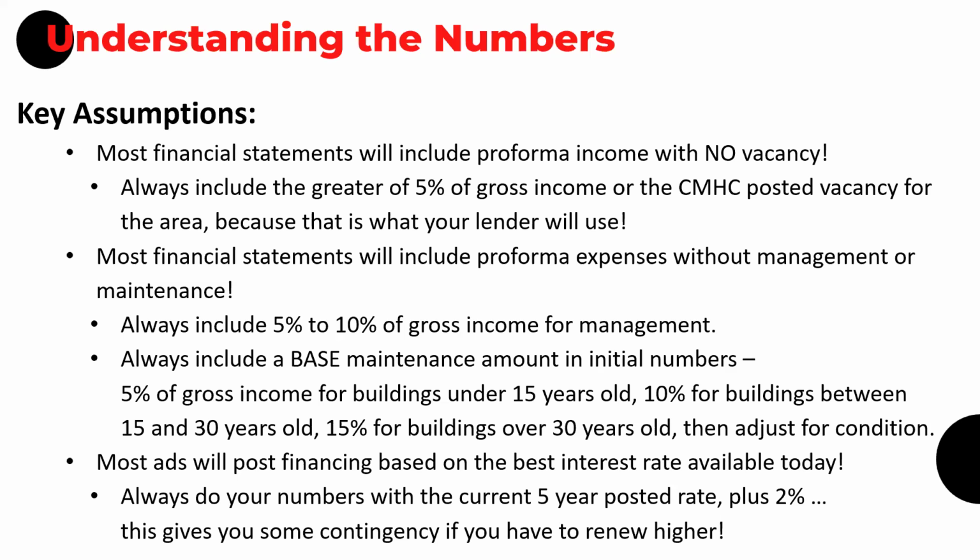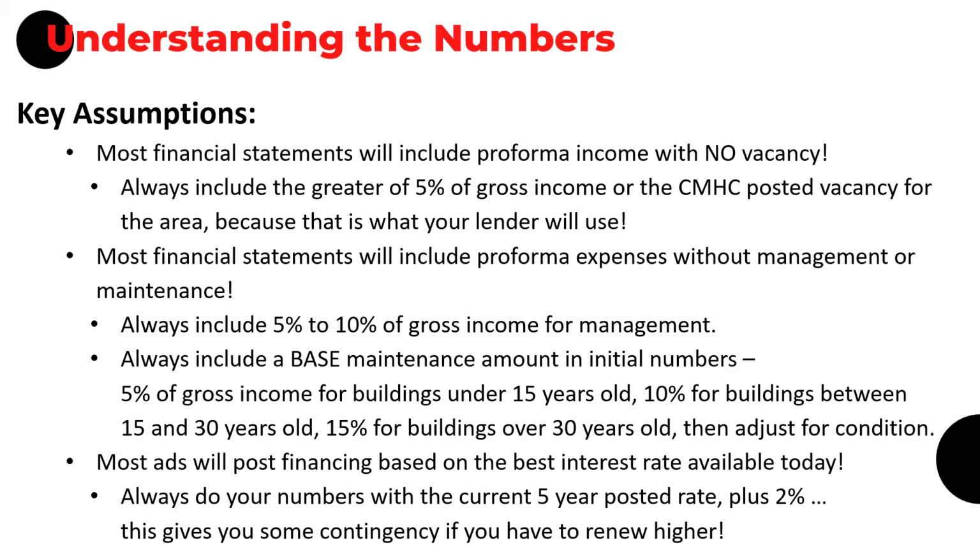And always include a base maintenance amount in your initial numbers. I use a sliding scale depending on the age of the building because an older building is going to cost you more in maintenance. So I use 5% of gross income for buildings under 15 years old, 10% for buildings between 15 and 30 years old, and 15% for buildings over 30 years old. And then once I get the inspection report, then I'll adjust for the actual condition.